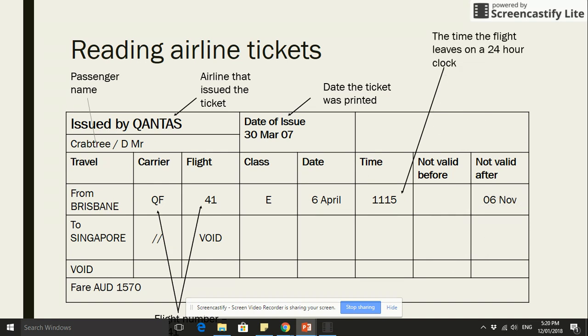Then you've got your departure time, and it's a 24-hour clock. So 11:15, it doesn't have an H or a dot or anything, it just goes straight, and it's a 24-hour clock. There is your fare, how much you paid for the ticket, in Australian dollars. Now that's always based on the city of departure. So if the city of departure was in America, it would be in American dollars, okay? But the city of departure is in Australia, so it's in Australian dollars. AUD stands for Australian dollars.